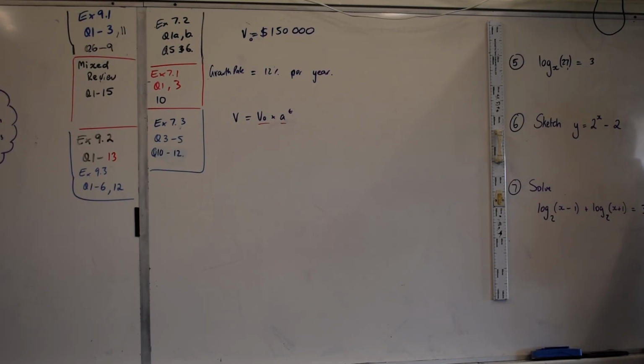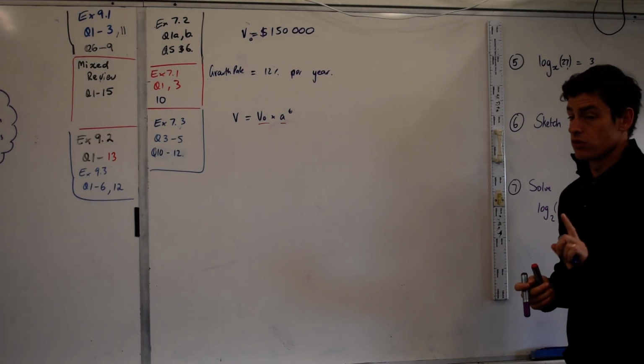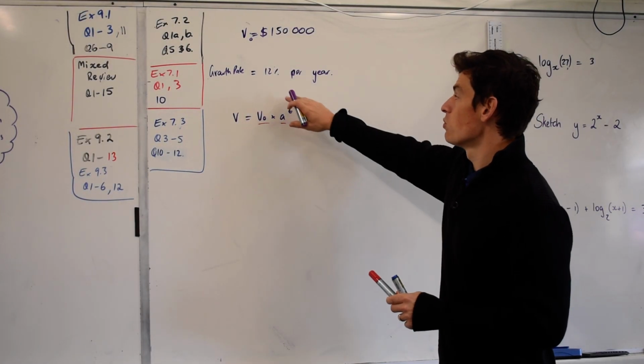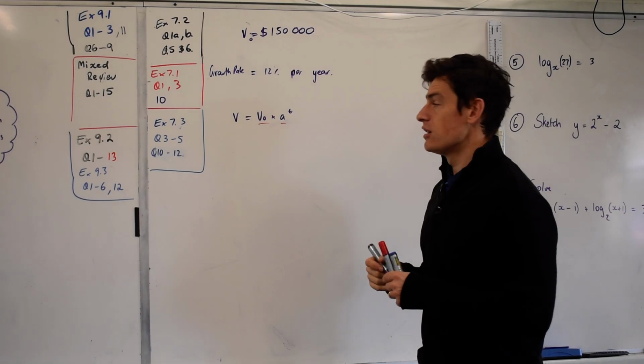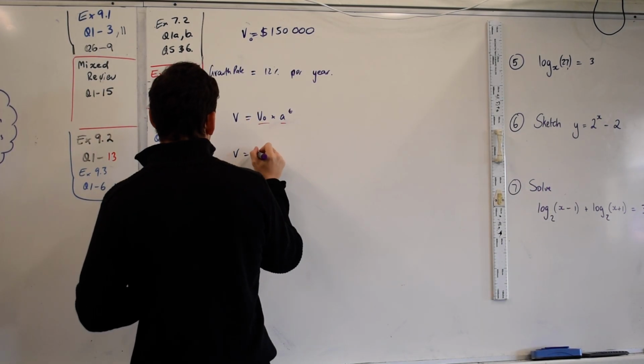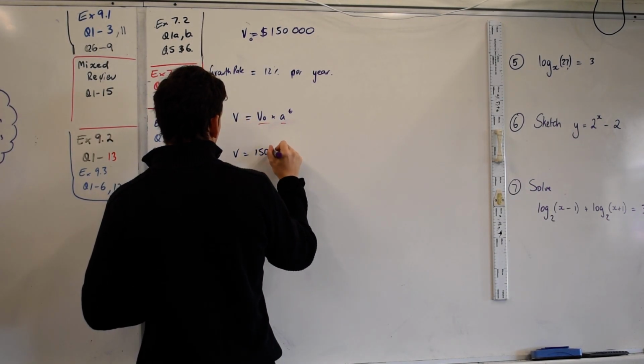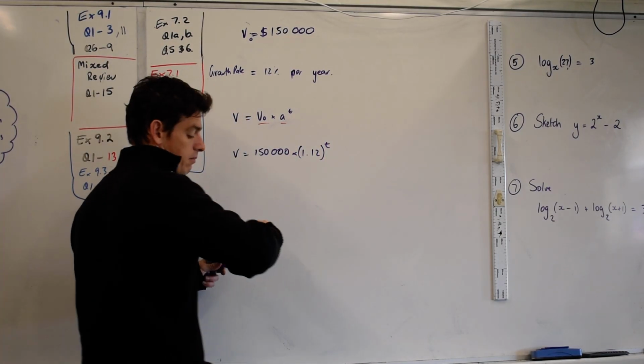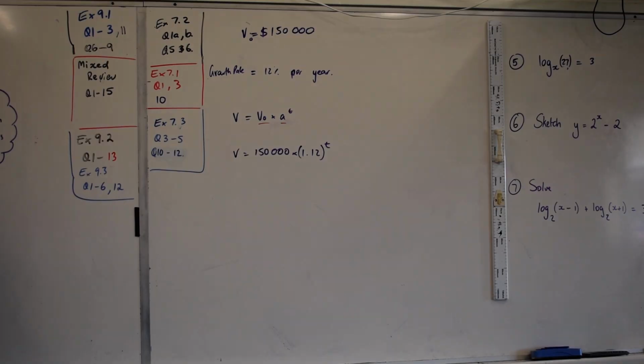Any ideas? 12%. It is 12%. 0.12. Not 0.12. It is 1.12. Now, because we've been given this form, it's nice and easy. We could represent that as V equals $150,000 times 1.12 to the power of t, much like our compound interest formula.